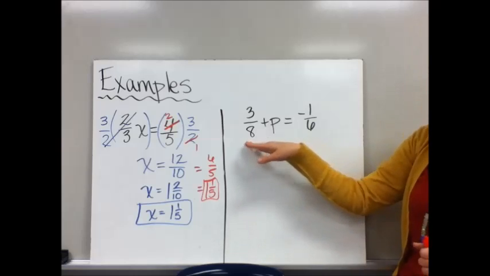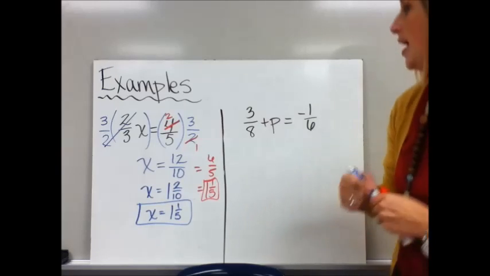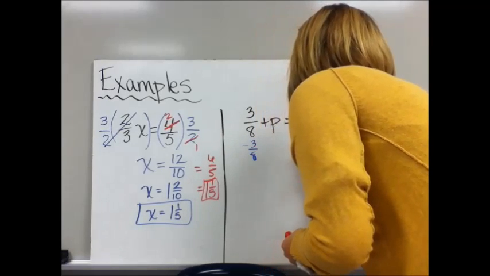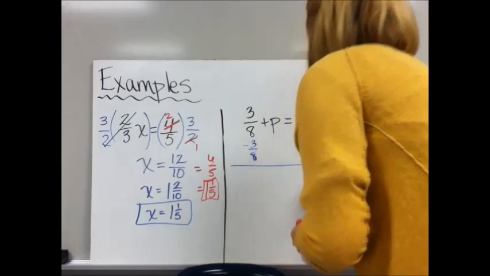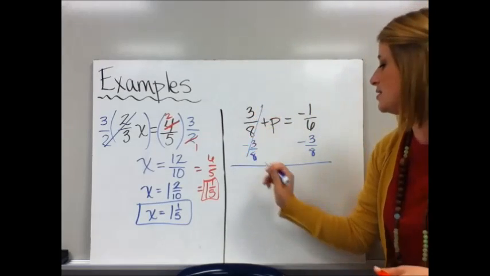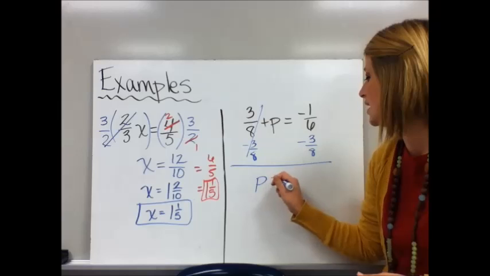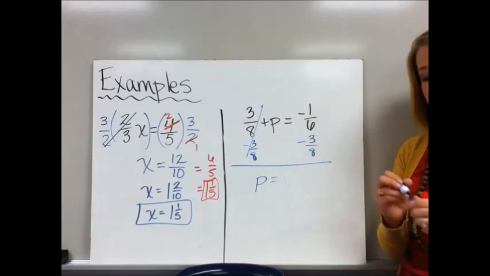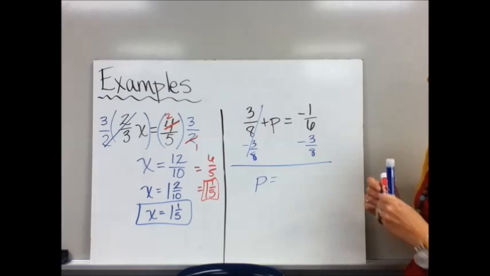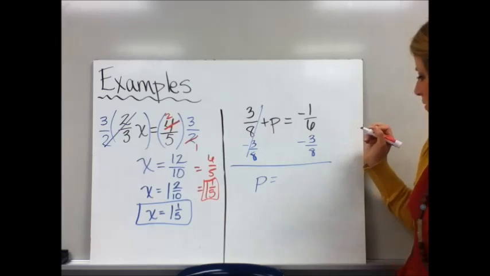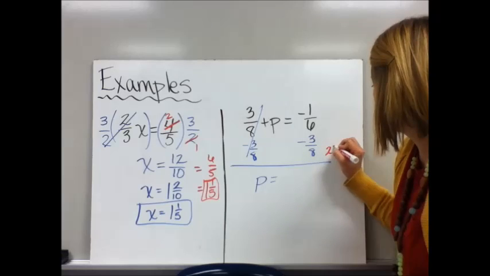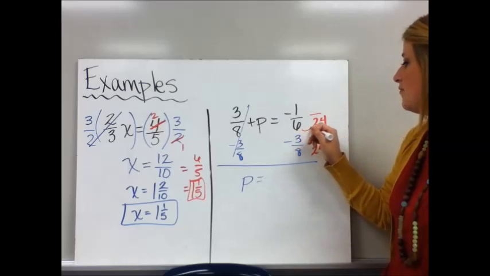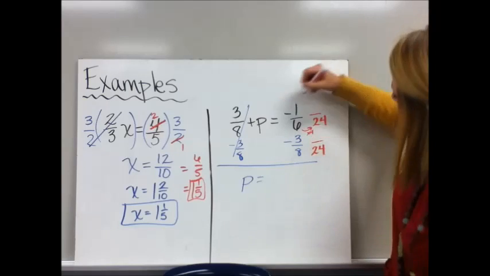I'm going to undo adding 3/8 by subtracting 3/8 on both sides. 3/8 minus 3/8 is 0, so that simplifies, and P comes down. So I'm subtracting -1/6 minus 3/8, and I have to make sure that these have a common denominator. That least common denominator is going to be 24. So to go from 6 to 24, I multiply by 4. So I multiply up here by 4.